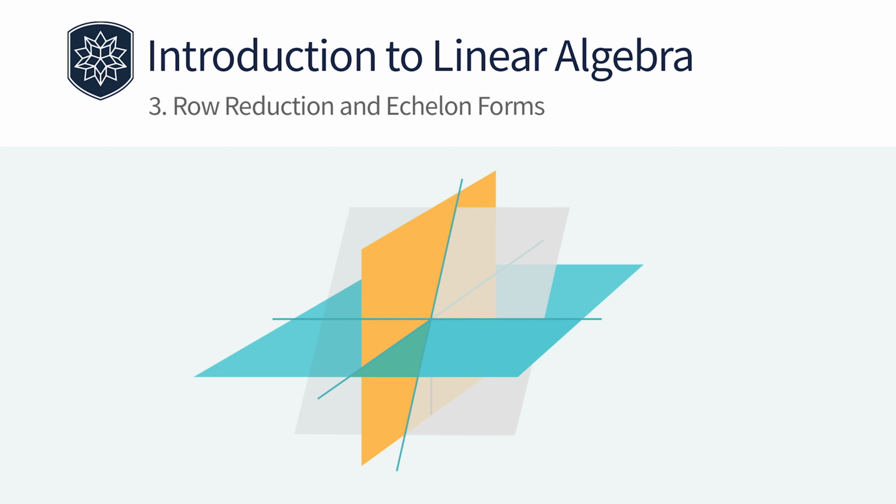Hello, and welcome to Lesson 3 of this Introduction to Linear Algebra with Wolfram U. The topic for this lesson is row reduction and echelon forms. So let's begin with a brief overview of the lesson.